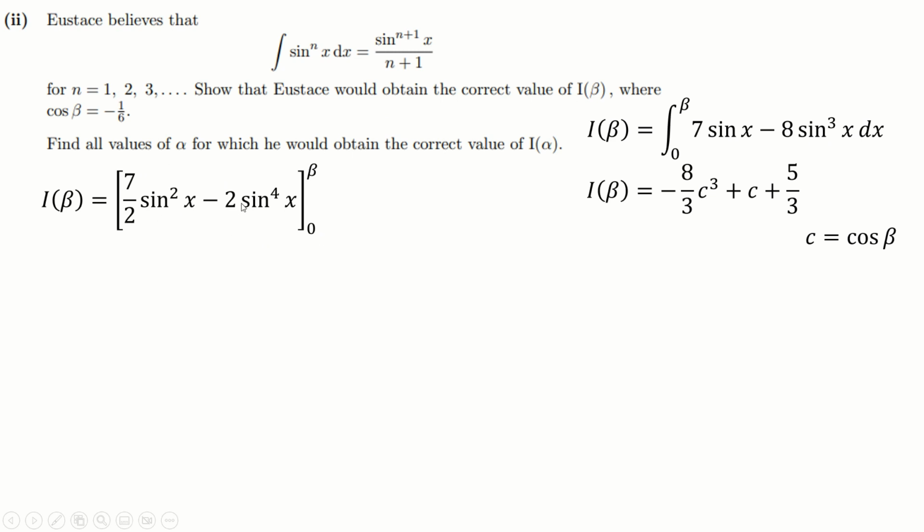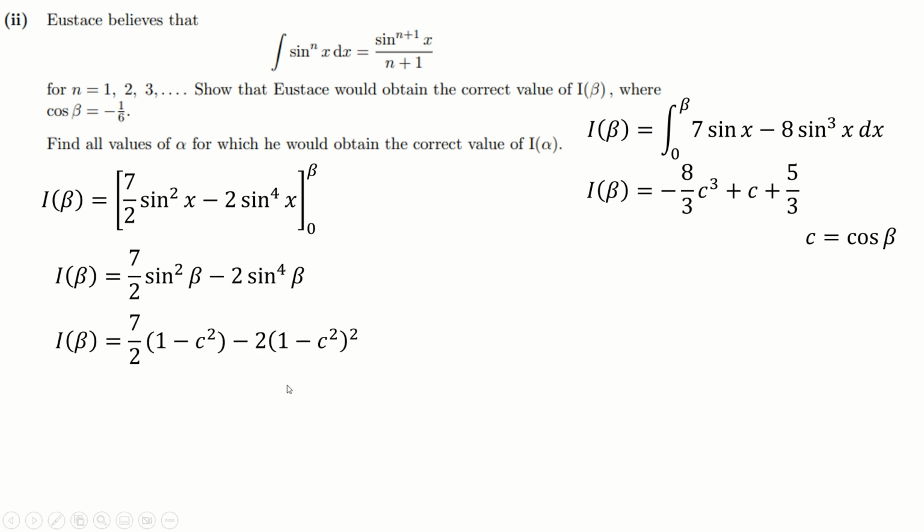Now we're just going to put in beta and put in 0. Of course, when we put in 0, the sine of 0 is 0, so that just all goes away, and we get this. Now let's write that in terms of C, C being cos beta. Sine squared beta is 1 minus cos squared, so that's 1 minus C squared. Sine to the 4 of beta is sine squared all squared, so it's 1 minus cos squared all squared.